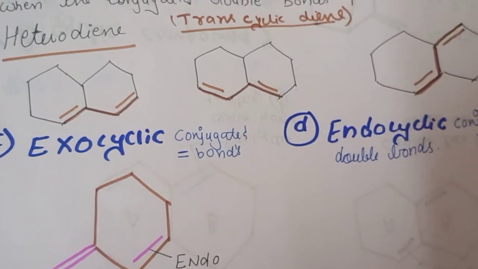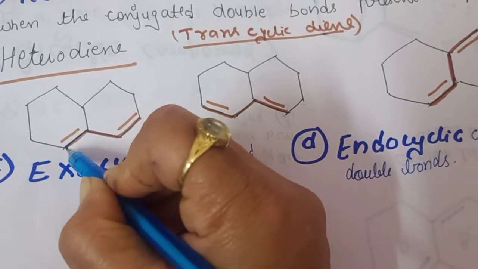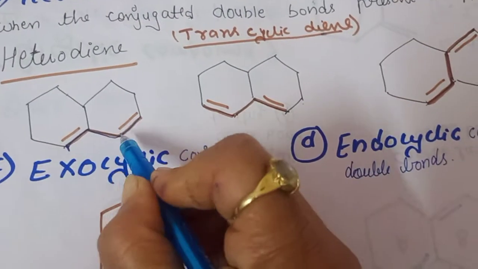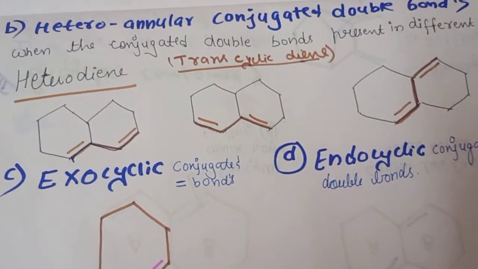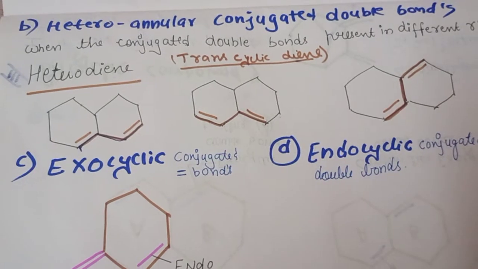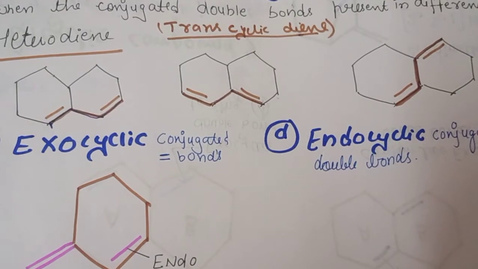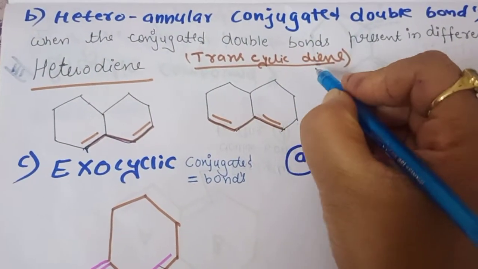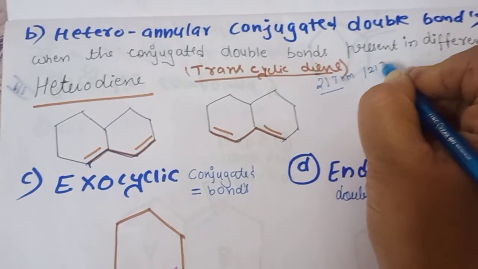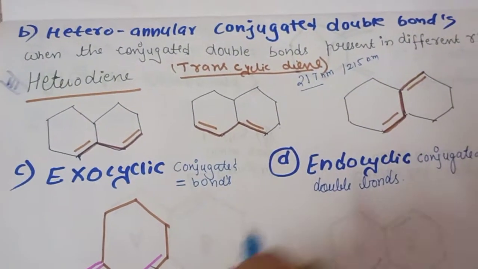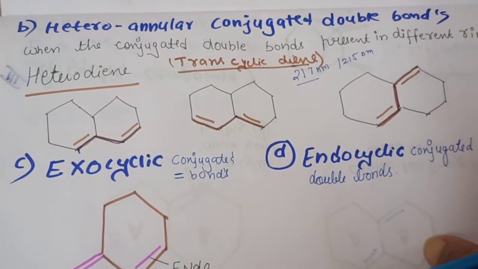Again, the basic unit is 1,3-butadiene. So here you can start from here, 1,3-butadiene, is it? Okay. Then this is also a type of butadiene. This is the basic unit also. Here is the butadiene. So these are the trans cyclic dienes, and here the basic value is 217 or 215 nanometers. In some books it is written 215 nanometers. Whenever you study the textbook, a difference of 10 plus or minus 5 is not much. So don't get confused here.